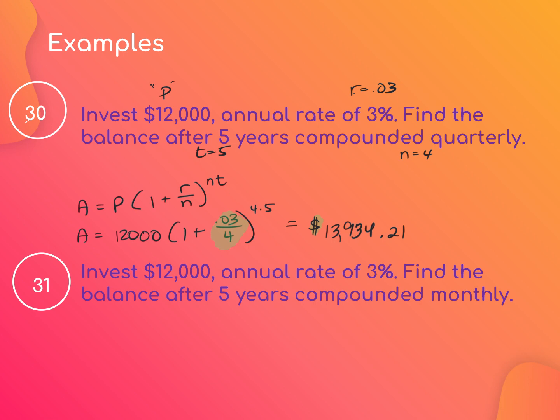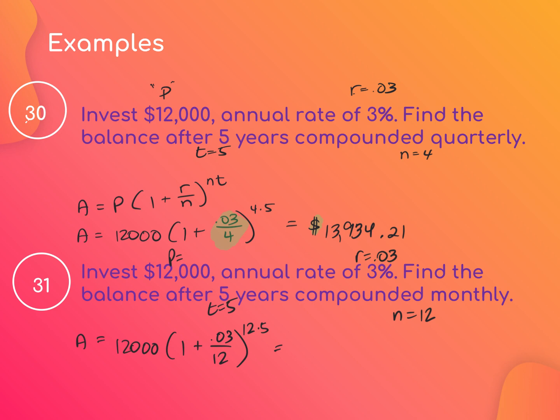interest rate compounded quarterly. The second example is the same concept. P is still 12,000. My rate is still 0.03. My T is still 5. The only difference is my compounding is 12. So again, I'm going to have 12,000, 1 plus 0.03 divided by 12, and I'm going to raise it to the 12 times 5 power. So if I'm going to compound it more often, then I know my ending value should be a little bit higher. And it might not be significantly higher.